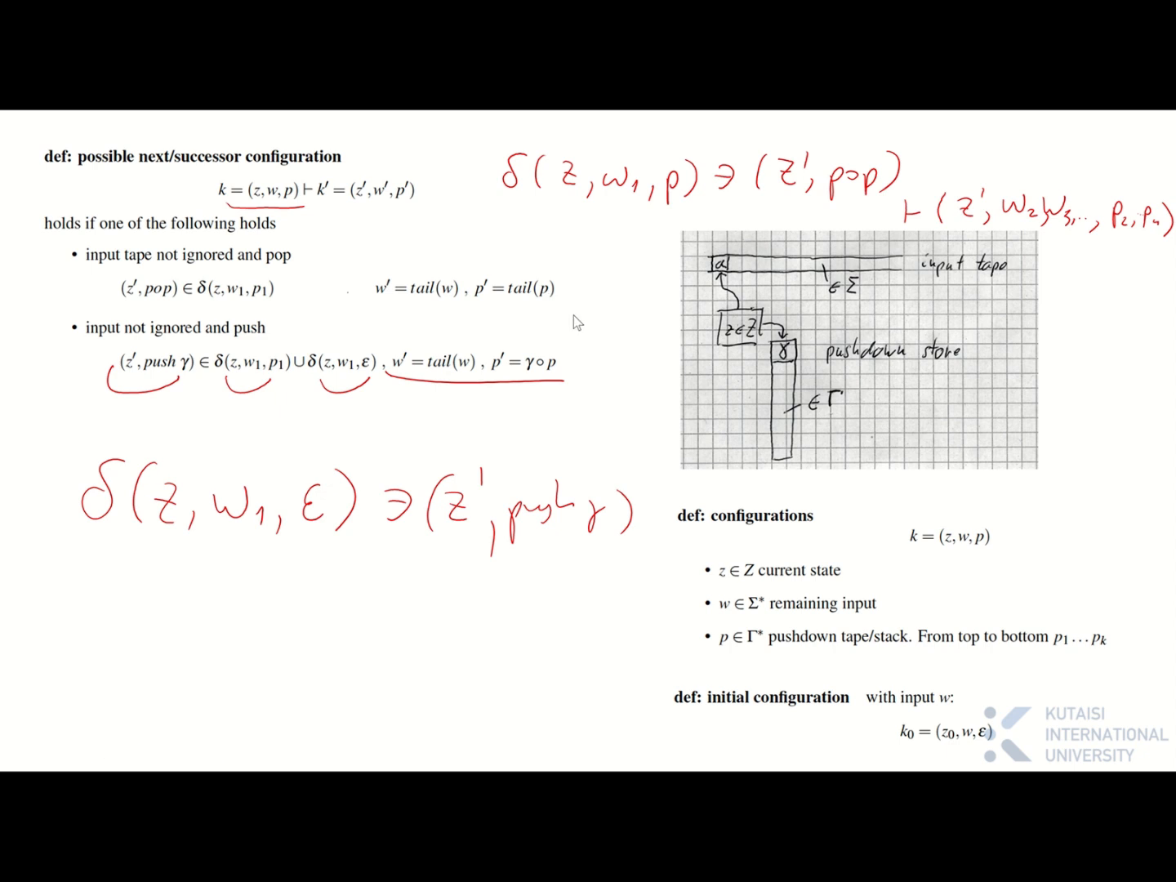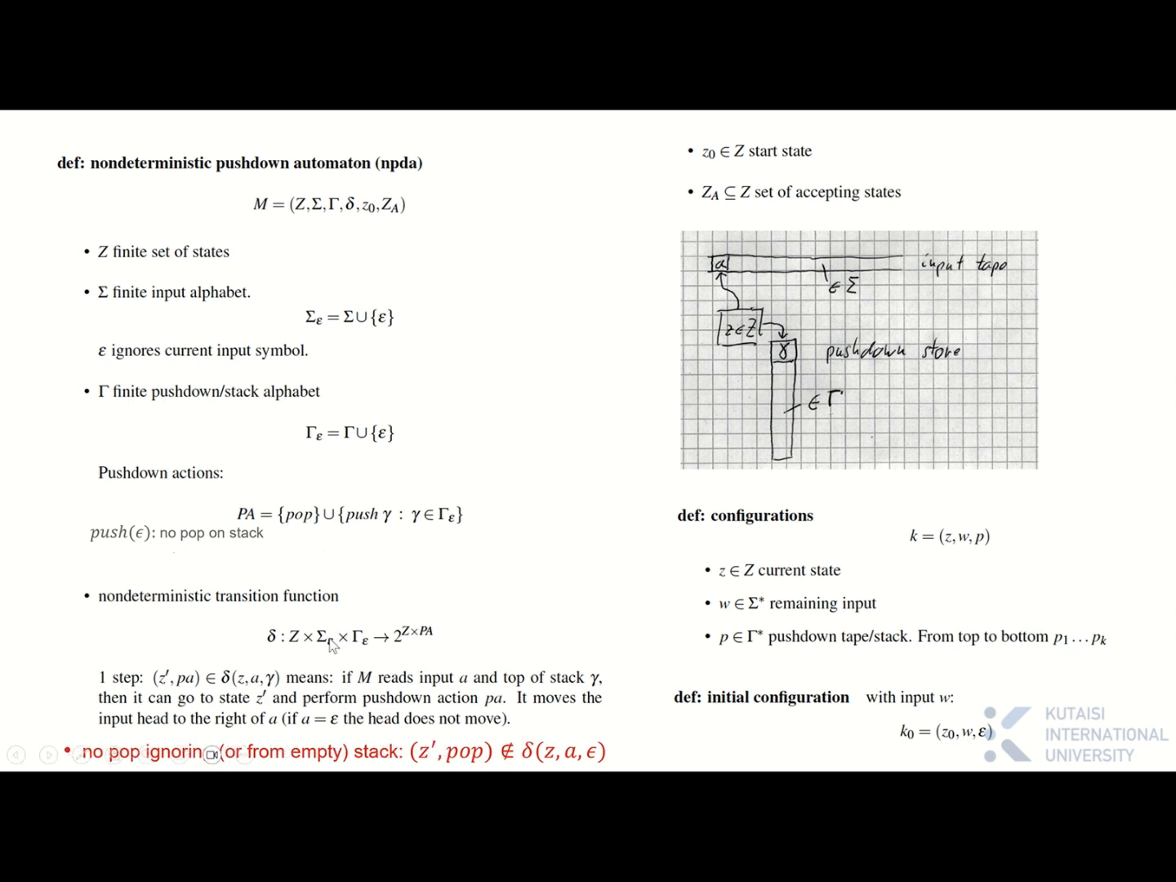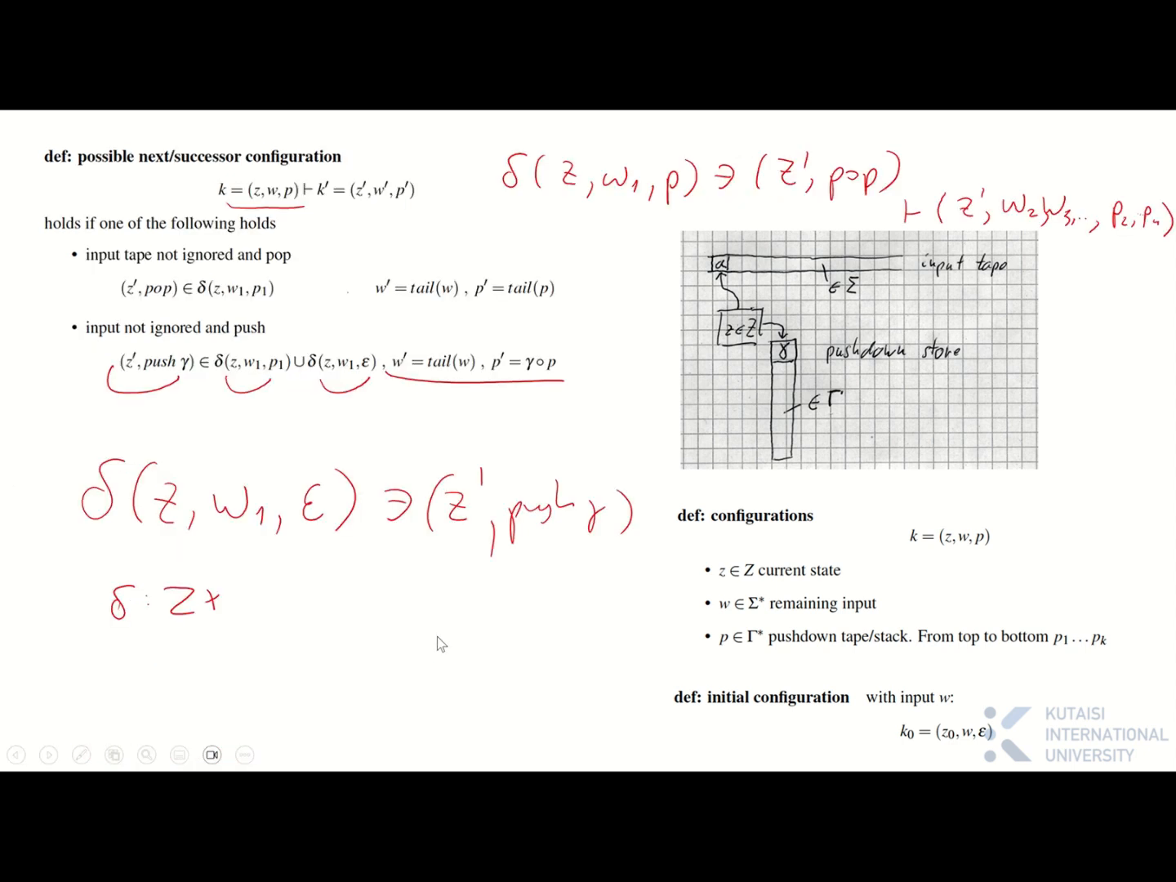Let's try to record this. So look what's going on. When I'm defining my function delta, I'm defining it from Z. Here is the definition. Z, this guy, to the power set, so 2 to the power of states, push down action, and states, or states push. So this is Z, right?